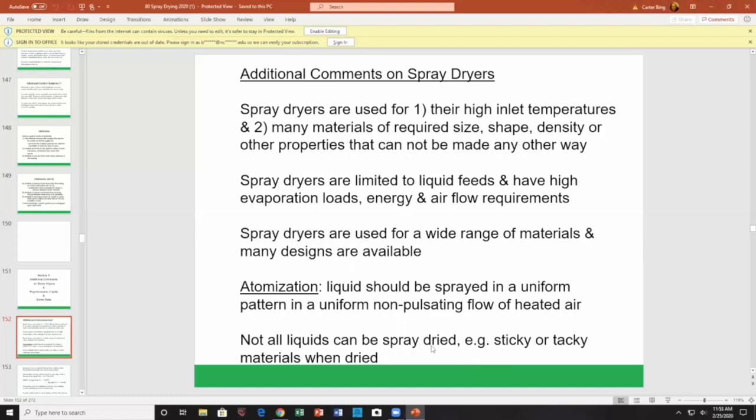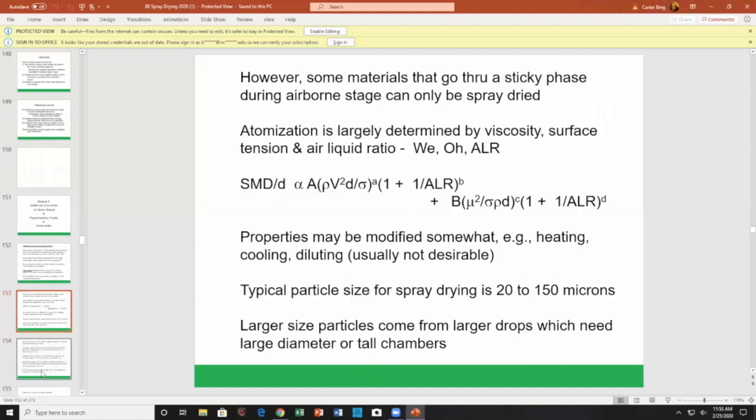Not all liquids can be spray dried, all right? Sticky or tacky materials, basically when you dry them, they become sticky and tacky, and that would lead to all sorts of problems. Some materials go through a sticky phase during the airborne stage and can only be spray dried.